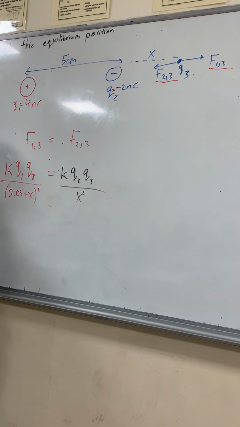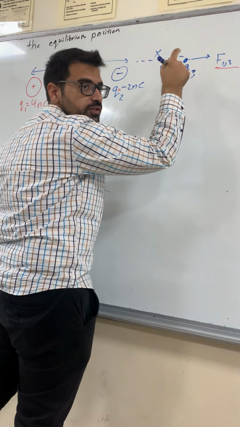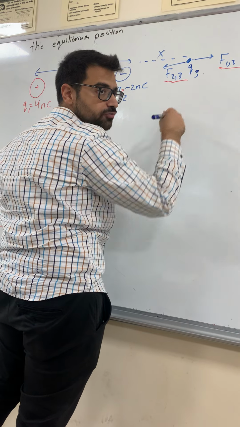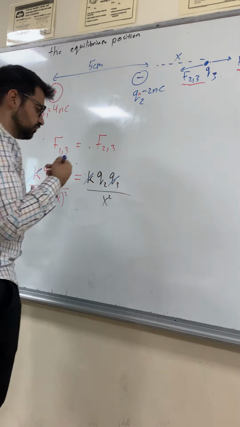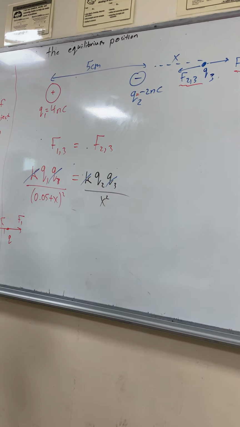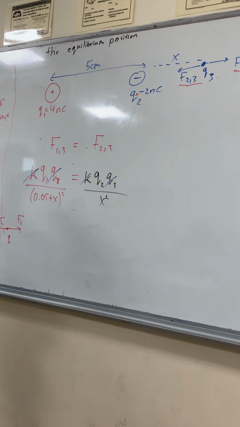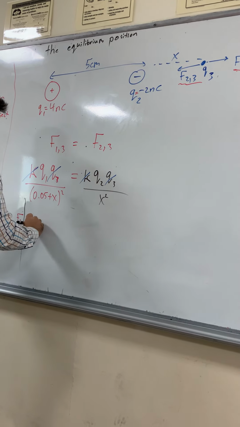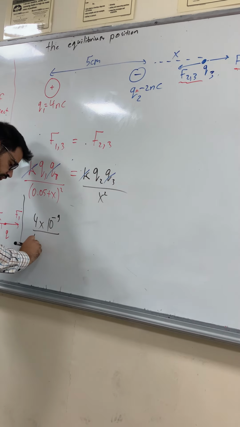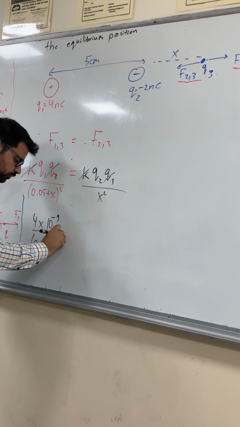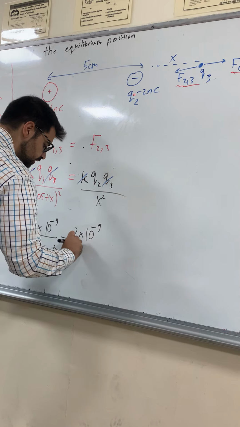What is cancelled? k is cancelled from both sides. Q3 is cancelled, so I don't really need the magnitude of the charge. So in the exam, if I give you this without the magnitude of the charge, you can assume it as 1 and cancel it at the end. So it would be Q1 over this is equal to Q2 over this. So let's replace the values. What's the value of Q1? 4 nanocoulombs, which is 4 times 10 power minus 9, divided by 0.05 plus x, all of it squared, is equal to Q2, which is 2 nanocoulombs, so 2 times 10 power minus 9 over x squared.